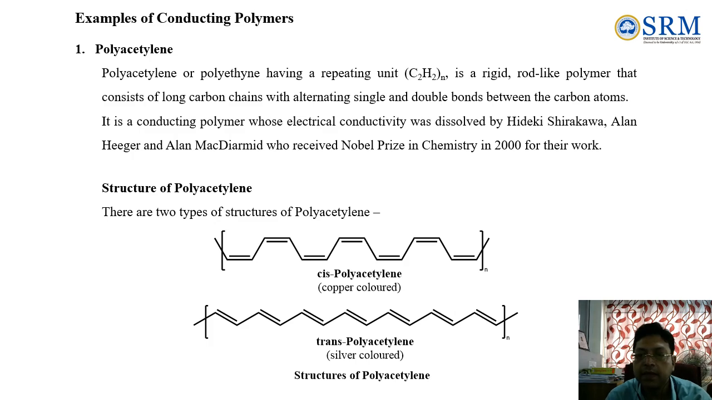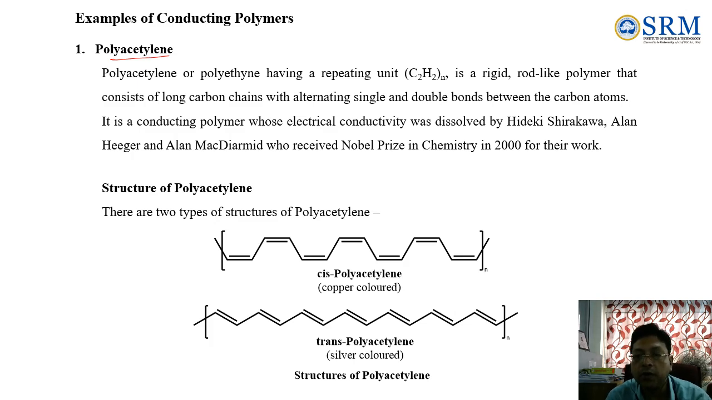In the previous slide, we talked about the n-doping and p-doping of conducting polymers, and in this slide we will talk about some selective examples of conducting polymers, such as polyacetylene and poly-3-hexylthiophene. So how they can be synthesized, their properties and their applications. So these are the aspects we'll talk about. So the first example is polyacetylene.